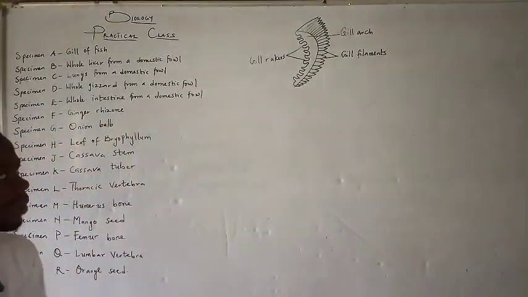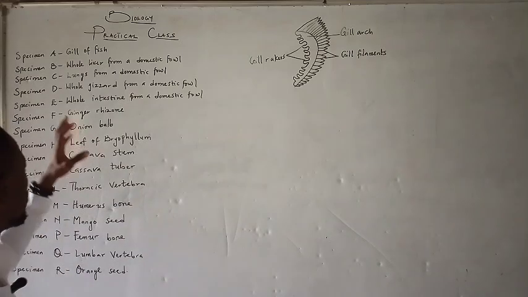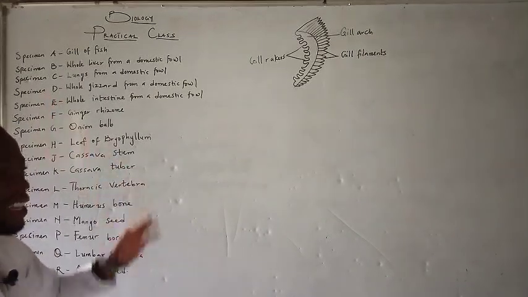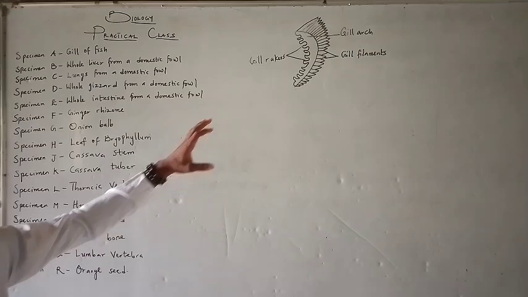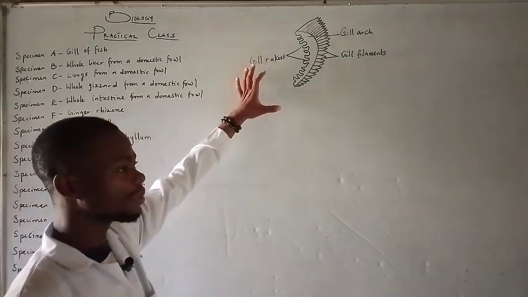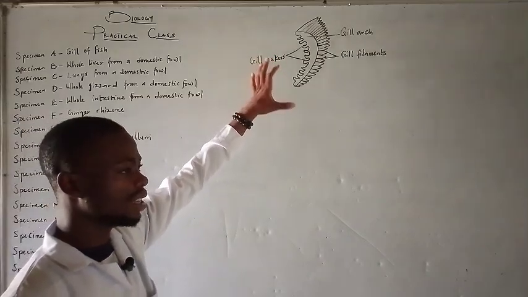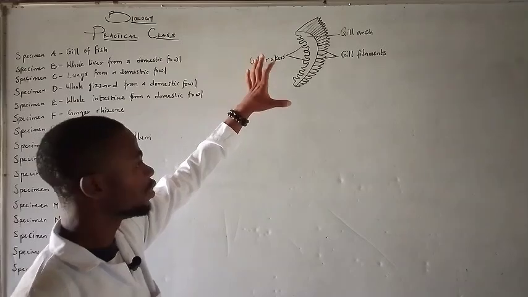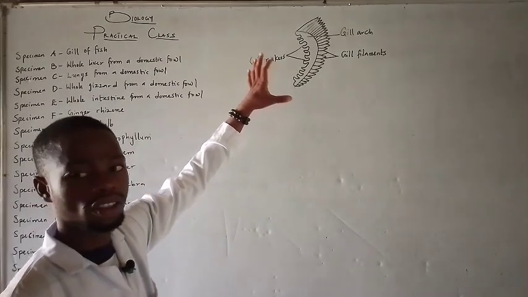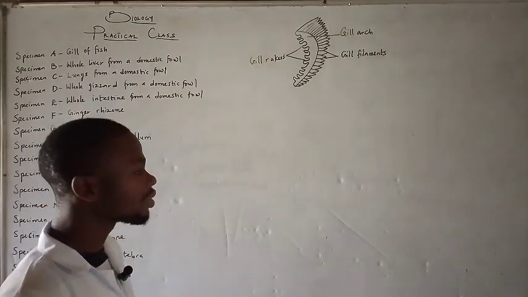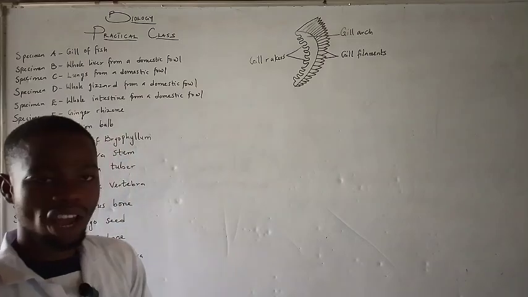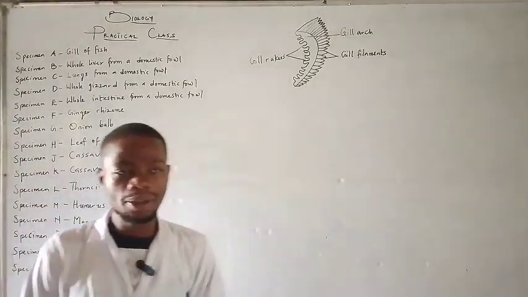So we are going to be talking about the first one, which is specimen A, gill of a fish. If you look at this diagram, it is a drawing of the gill of a fish. There are some things that we are expected to know about this specimen.